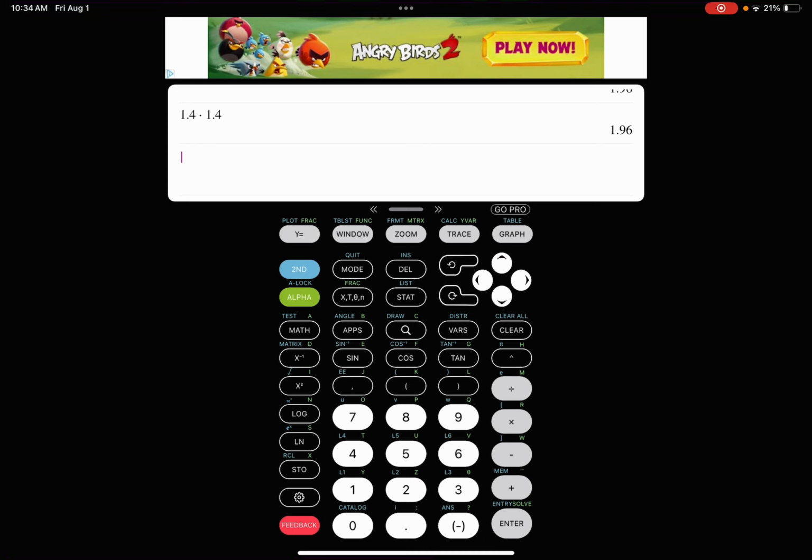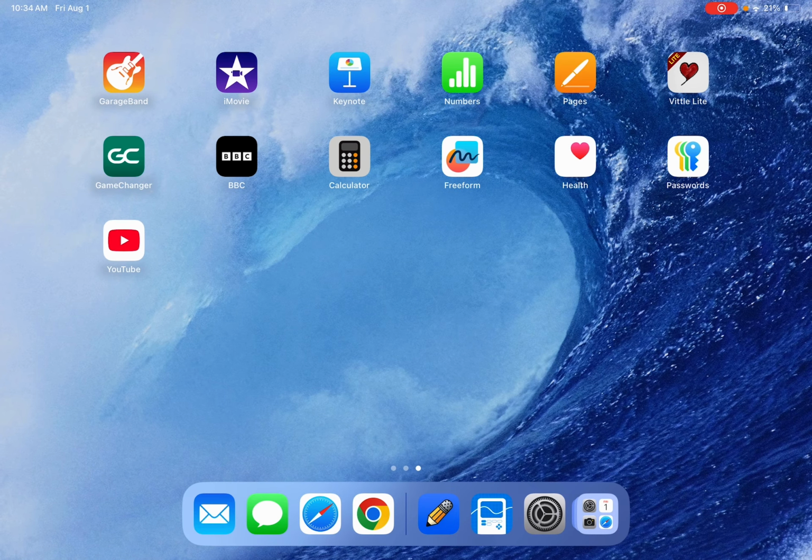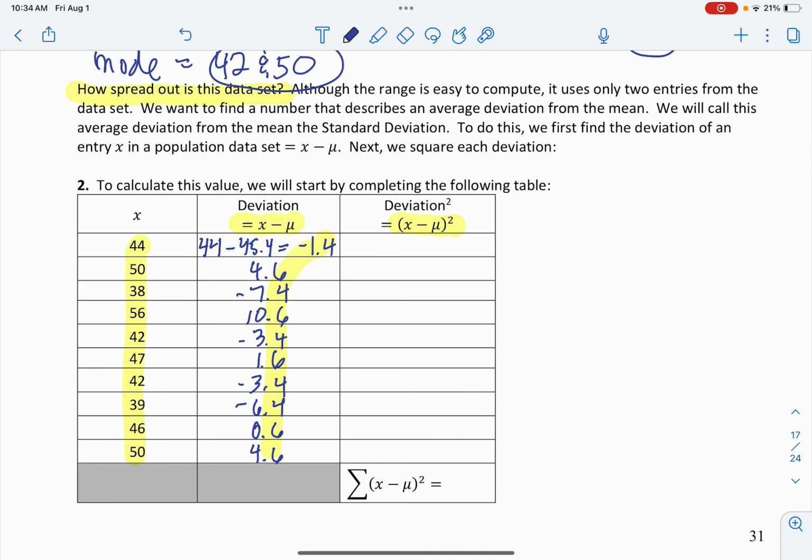So you get 1.96. Oh, advertisement for Angry Birds 2, I guess. You always get ads when you're using some free apps. Okay, so that was 1.96.